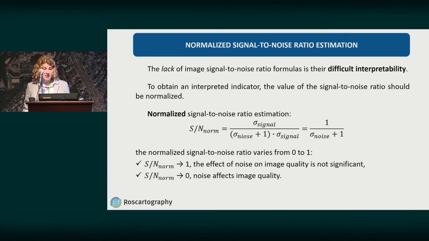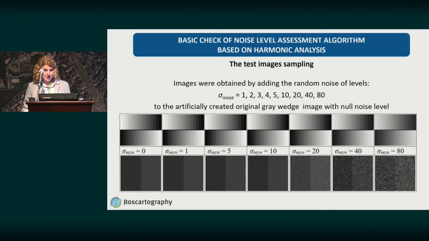So when it comes to aerial and satellite imaging, the common practice is to standardize signal-to-noise ratio in the following way, or to normalize it. So we put it between the range of 0 to 1. And the closer the value is to the 1, the smaller is the influence of the noise. And the nearer it to the 0, the greater is the influence of the noise.